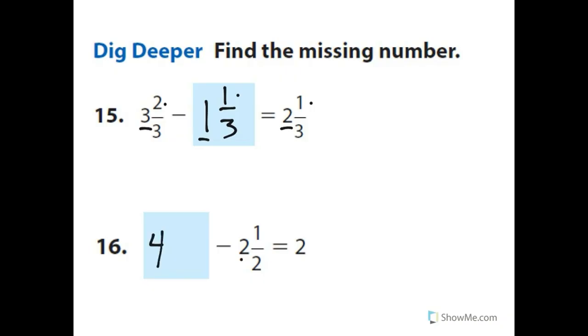4 minus 2 is 2. 1 minus 1 is 0. Yeah, because there's going to be 0 halves here, right? Just don't need to put it there. It will just be 2.